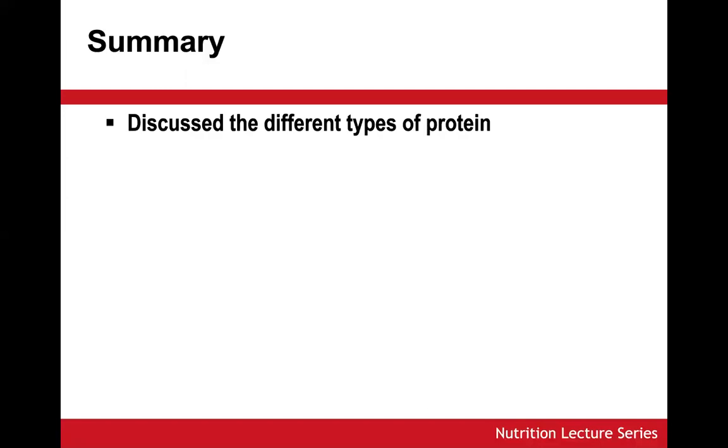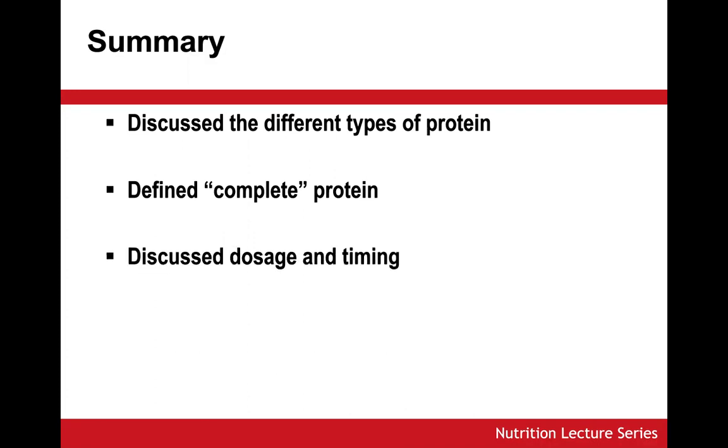So that's the quick down and dirty on protein. In this short little lecture, we discussed 3 different types of proteins, which are whey, soy, and casein. We defined what a complete protein is, and again, a complete protein has those 9 essential amino acids. We briefly discussed dosage and timing. In subsequent videos, we will dive a lot more into the dosage and timing and the effects of that, and how you can utilize that within your training program.